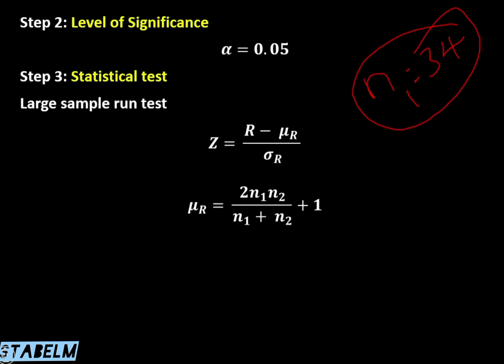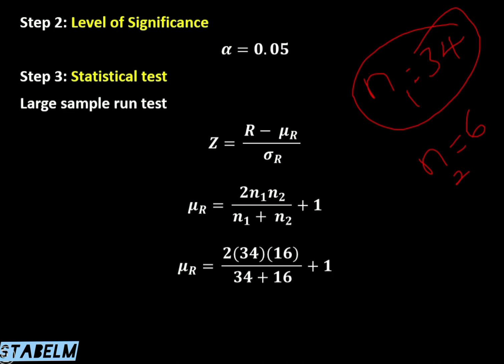We should not forget that our n1 equals 34 and our n2 equals 16. So that is what we are going to be looking at now. We say mu subscript R equals 2 times 34 times 16 divided by 34 plus 16, plus 1. If we substitute n1 and n2 into this formula, we are going to have this.